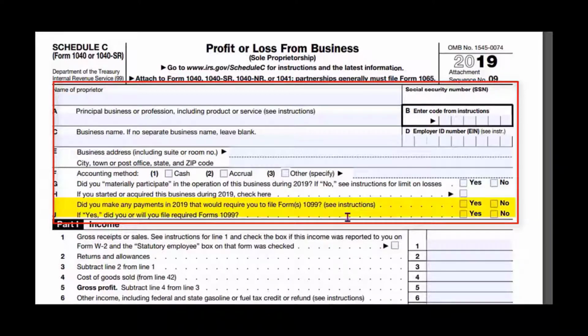Most importantly, she had a question about, did you make any payments in 2019 that would require you to file Form 1099, which is item I. What that is basically asking is that even though she is a sole proprietor herself, Maria, she may have hired some contractors to help her on some work. If she did hire contractors and she was required to file a 1099 for those payments to those contractors, she would check yes. And she'd also check that she fulfilled her requirements by filing them. And that's what it's asking on questions I and J.